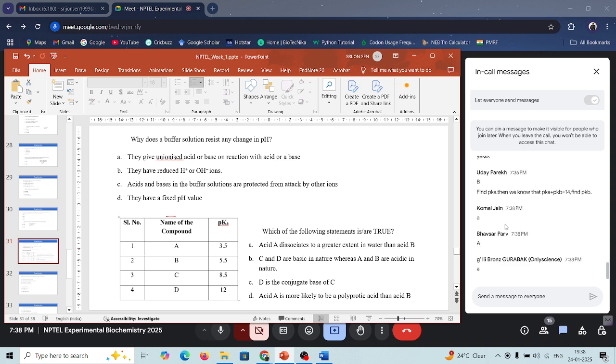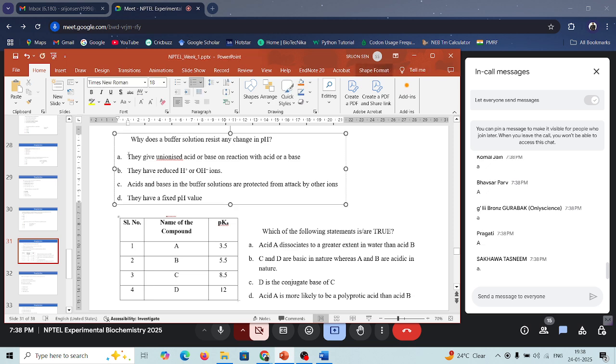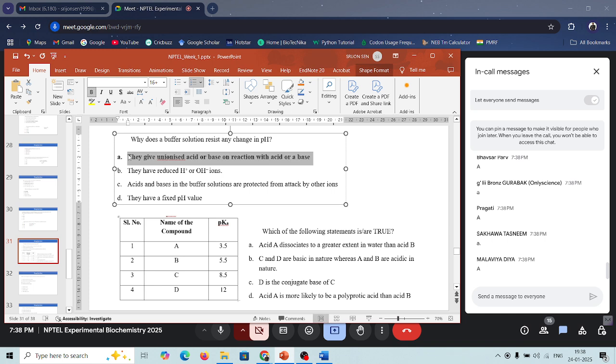It will help you. Right, A is the correct option. They give unionized. Yeah. See, you people know the answer. You people can answer. So don't just wait. Just put an answer. Yes, that's the correct answer. They give unionized acid or base on reaction with the acid or base. So the buffer has resistance power.